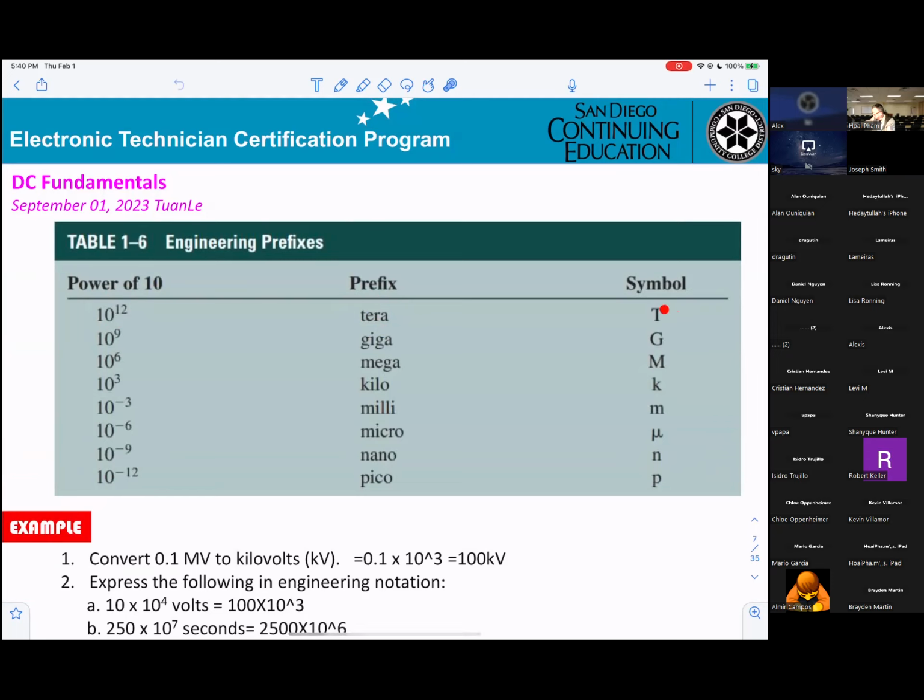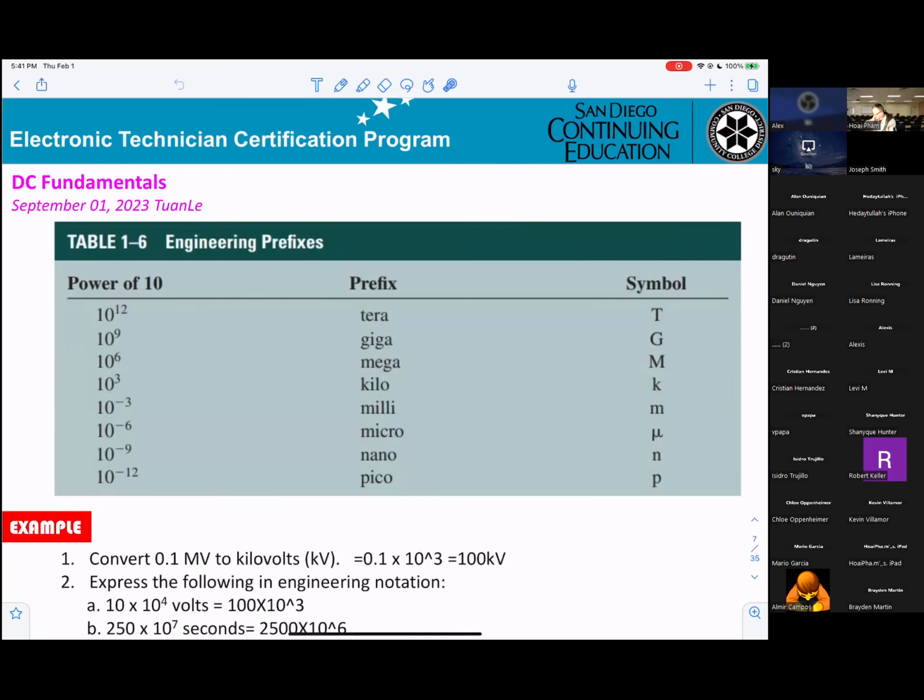And that will be capital T. Power of 9, giga, G. Mega, amp. Kilo, K. Milli, lower k, amp. Micro. Nano. Pico. I guarantee you cannot memorize right away. However, keep doing it and you will get along with that.